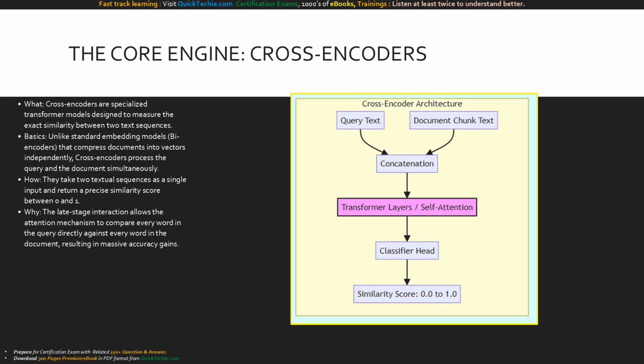This architecture diagram perfectly illustrates the cross-encoder difference. Notice how both the query text and the document chunk text are concatenated into a single input sequence. They flow together into the deep transformer layers. Inside that pink node, the self-attention mechanism is heavily cross-referencing the query against the document. Finally, the classifier head outputs a single, highly reliable float value between 0.0 and 1.0, representing true contextual relevance.